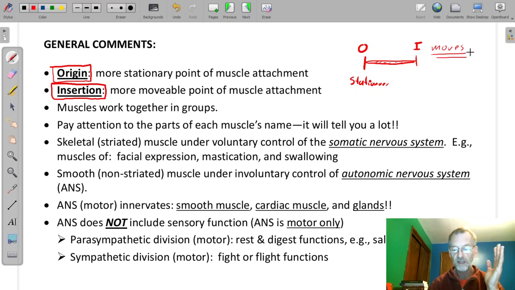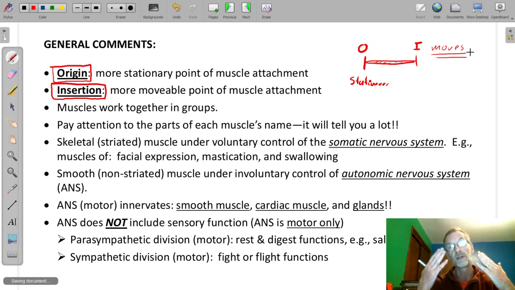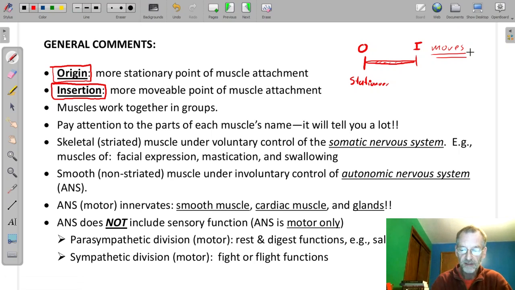So some of this is pretty straightforward if you just think about it. If we're talking about a muscle of mastication, well, what's the bone that's moving? It's the mandible, of course. So all of the muscles of mastication are going to have to insert on the mandible somewhere so that they can move it. That's the idea. On muscles of facial expression, the insertion is often in soft tissue, so we're moving the lips around, smiling, frowning, etc. Muscles work together in groups.